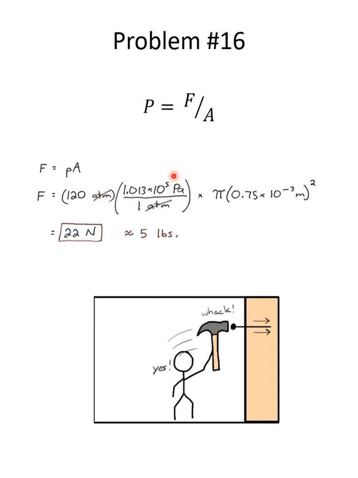So it's a very tiny area, and we were given the diameter of 1.5 millimeters. It's a circle, so we'll do pi r squared. Be very careful of your units. We need this in meters, and so the diameter was 1.5 times 10 to the negative 3 meters, but this is the radius, so cut that in half, 0.75 times 10 to the negative 3 meters. Be sure to square it, and in the end you get 22 newtons, which is about 5 pounds.